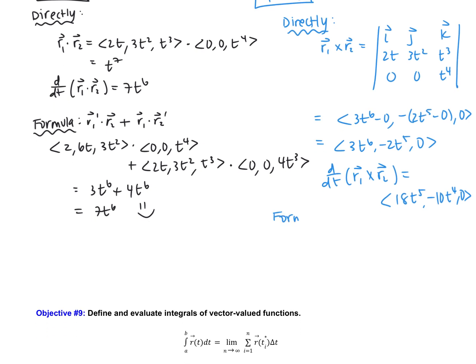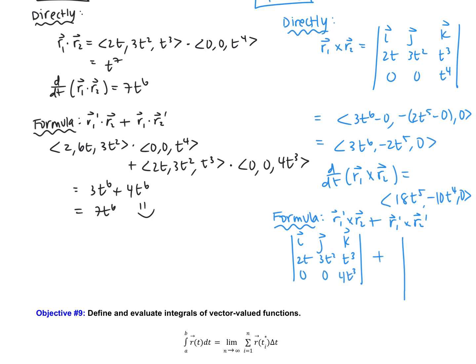Okay, so if we use the formula, remember order matters. We're going to take the derivative of r1 and cross it with r2, and then we're going to take r1 and cross it with the derivative of r2. So this will be i, j, k, 2t, 3t squared, t to the 3rd, and 0, 0, 4t to the 3rd.